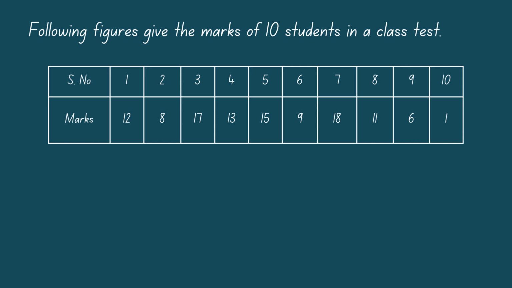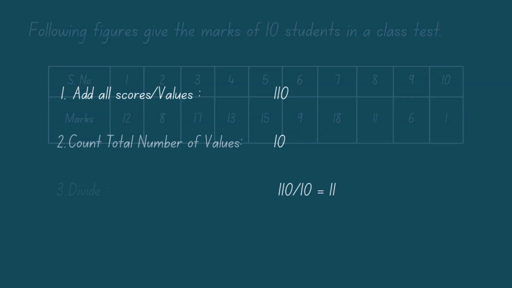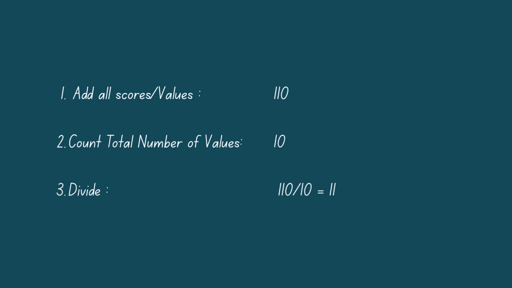So I guess you have done this. So let's check. Adding all scores or values, we have 110. The total number of values is 10. Dividing the first by second, it is 110 by 10, which is 11. Was it that difficult now? No, right? How about trying one on your own?